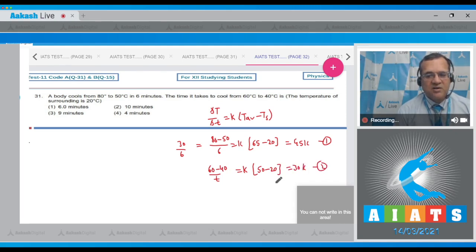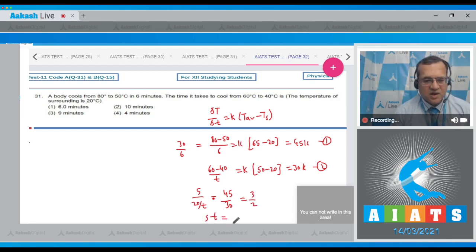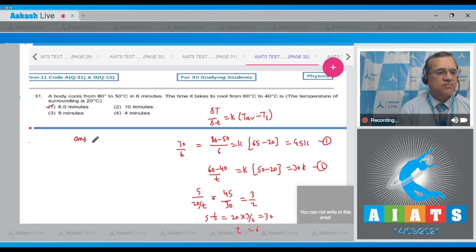So we'll better like to divide the equation. So when you divide the equation, then 5 divided by 20 by T is equal to 45 by 30. And 45 by 30 is equal to 3 by 2. So 5T is equal to 20 into 3 by 2. So which is equal to 30. So T is equal to 6 minute will be the time. And the option first is 6 minute.